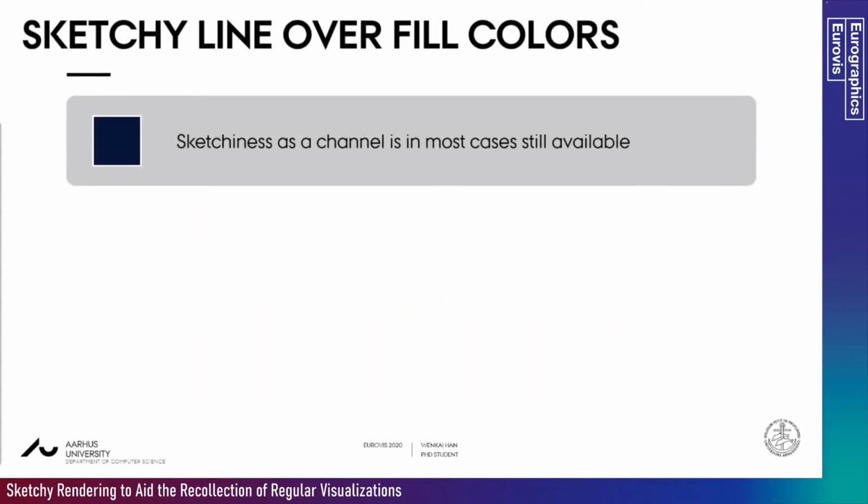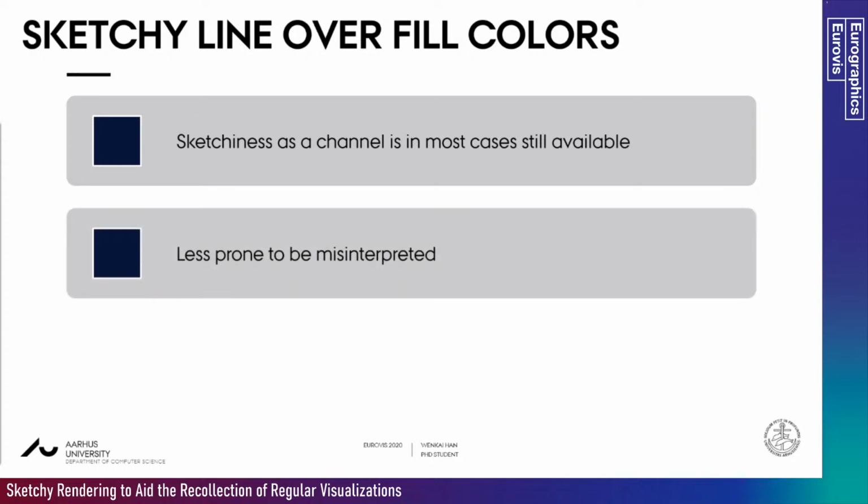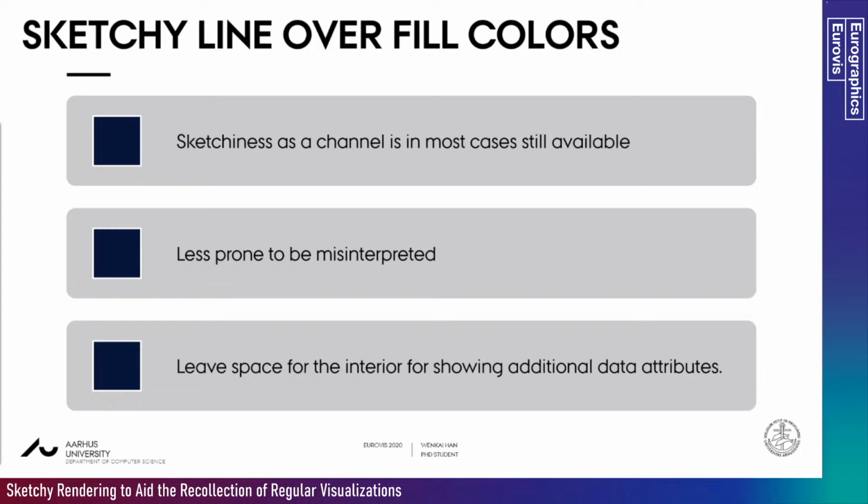Now, we choose sketchy lines over fill colors for several reasons. First, as we mentioned before, color has been very commonly used in visualizations to encode data, but sketchiness as a channel is in most cases still available. Second, compared to colors, sketchiness is perceived primarily as a visual style, not so much as carrying actual meanings, so it is less prone to be misinterpreted. Moreover, sketchy lines only perturb the gridded outline of the visualization layout, therefore it leaves the interior of the visual elements available for showing additional data attributes.